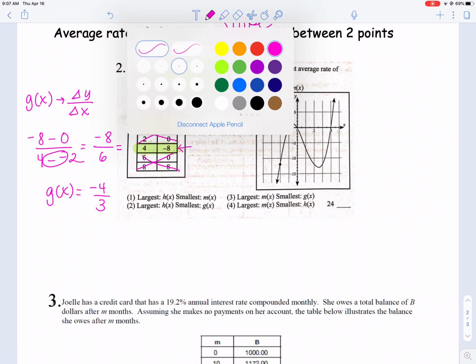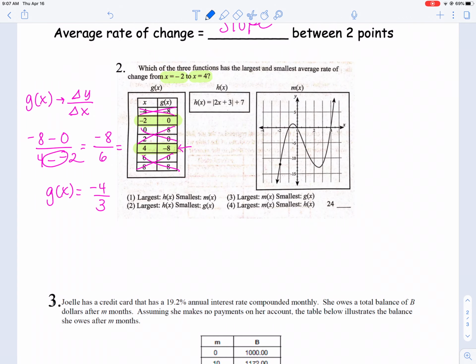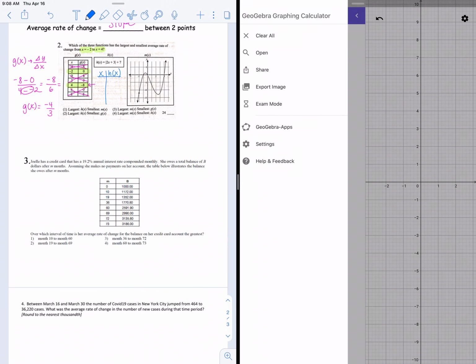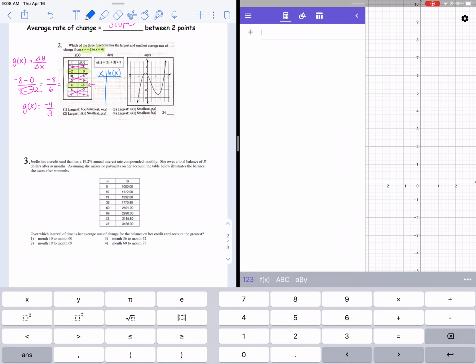Okay, I'm going to do h of x now. So I'm going to go new color. I'm going to say blue. And h of x is probably the hardest because h of x just gives you an equation. You now have to go and get a table. So I am going to pull up GeoGebra. I'm going to clear out what I had, and I'm going to type in this function, which is absolute value bars, 2x plus 3, and then outside of it, tab out, plus 7.